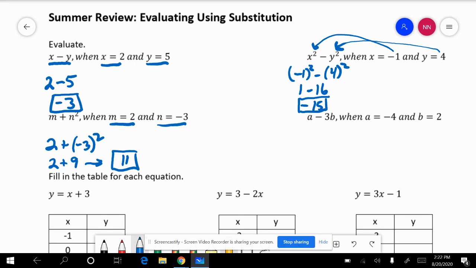Now looking at the next one, we have a and b. A being negative 4, and b being 2. With order of operations, I'm going to multiply first. So I have negative 4 minus 6, which of course is negative 10.